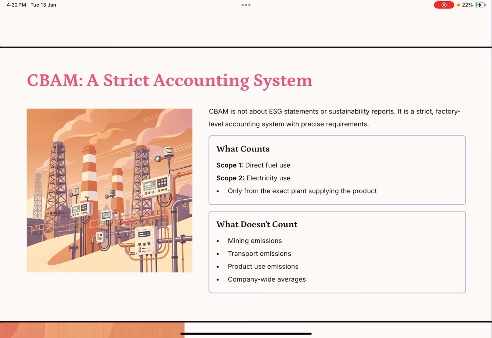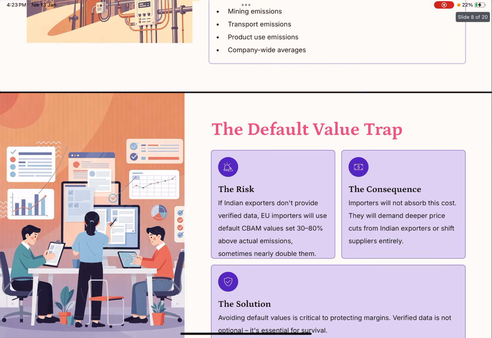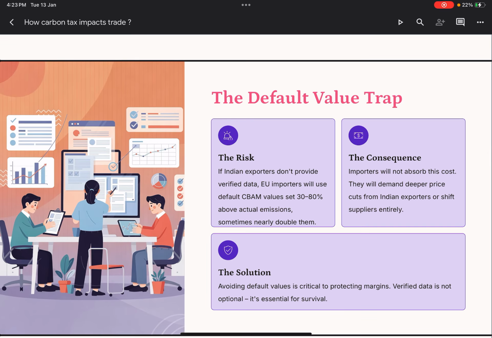We need to understand that CBAM counts only the scope 1 and scope 2 emissions in the carbon accounting, and it does not count the entire emissions like mining, transport, and product use emissions. They have a specific methodology and factory level accounting system, and it would require precise measurements. However, the risk is that if we are not able to quantify and report these things properly, it is going to adversely impact the producer and the exporter, and here is how carbon accounting becomes very important.